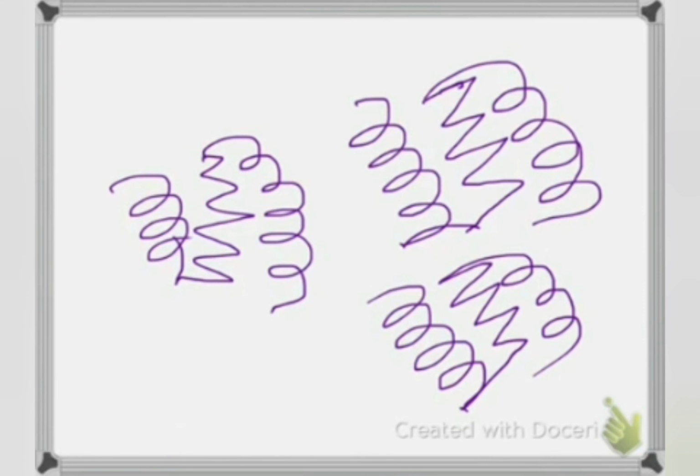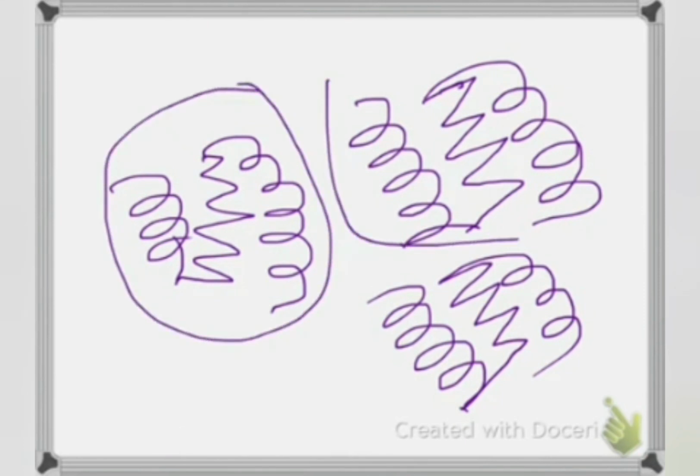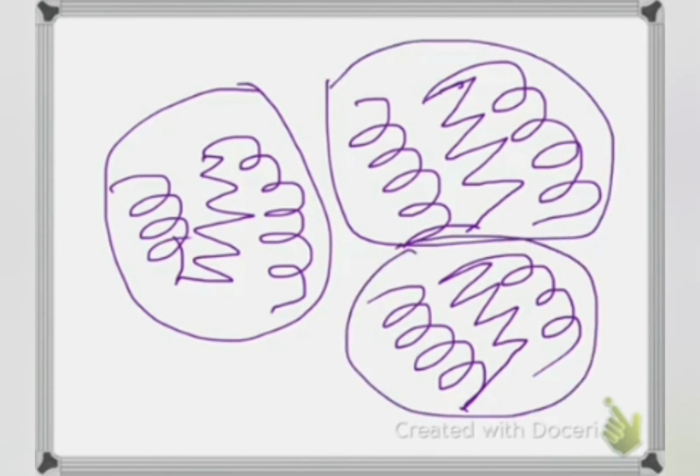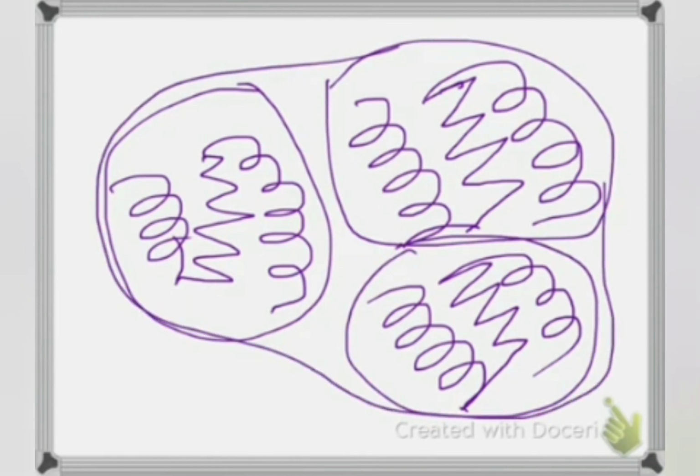Similarly, this is one polypeptide unit, this is another polypeptide unit, and this is the other one. These are joined together, and they are known as quaternary structure. The quaternary structures are made up of more than 2 polypeptide units. The example is hemoglobin. So these are the 4 levels of organization of protein.